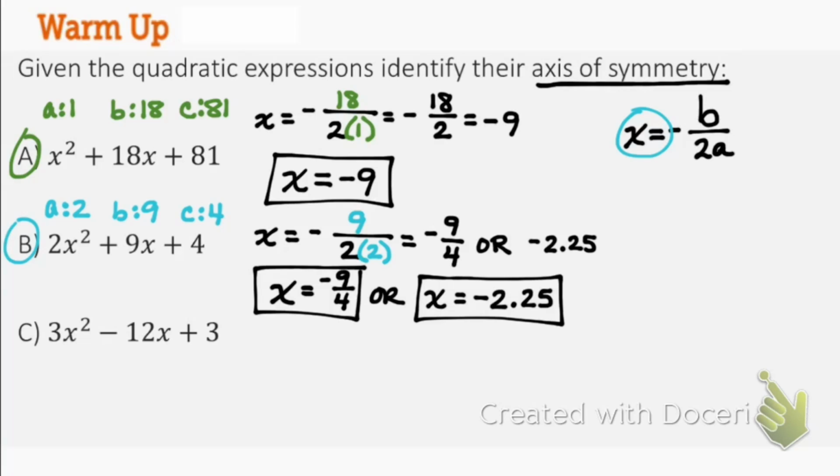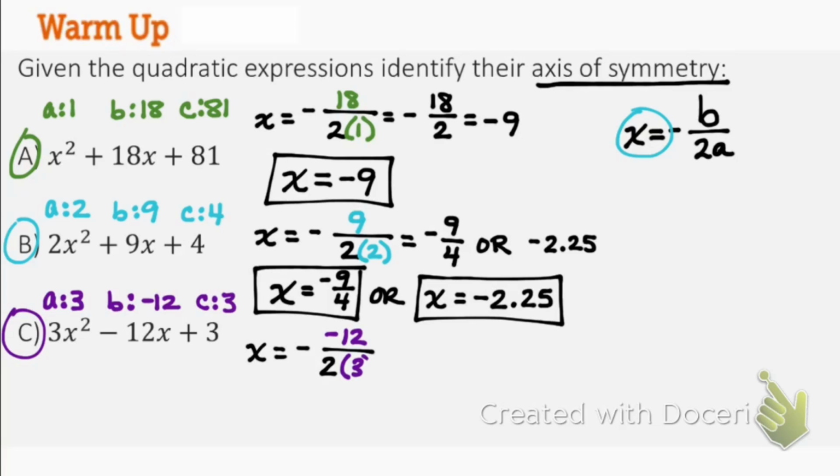What are the values for A, B, and C on this last one? A is 3. B is negative 12. And C is 3. So let's sub that in. X equals negative, and what goes up on the top of my fraction? So close. What did you say B was? Negative 12. Down on the bottom, we take 2 and we multiply it by A. What is 2 times A? 3. Yep, 2 times 3.